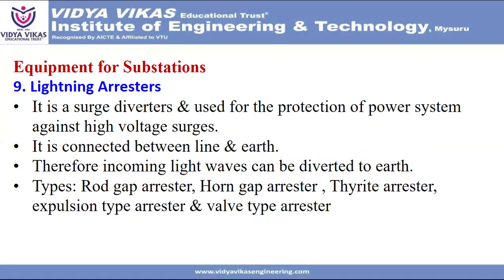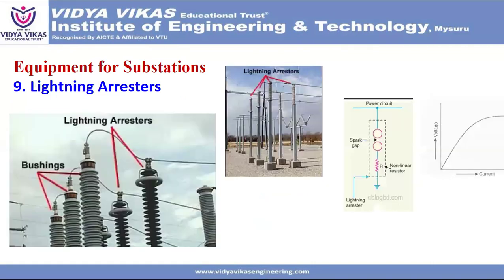Lightning arrestor. Why do we go for a lightning arrestor? It is a surge diverter and is used for the protection of the power system against high voltage surges. It is connected between line and earth. Therefore, incoming lightning waves can be diverted to earth. Types: rod gap arrestor, horn gap arrestor, thyrite arrestor, expulsion type arrestor, and valve type arrestor. This is nothing but a lightning arrestor.